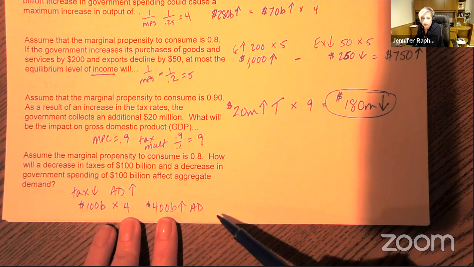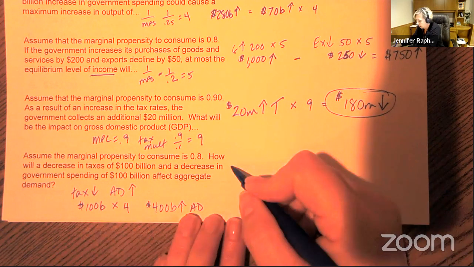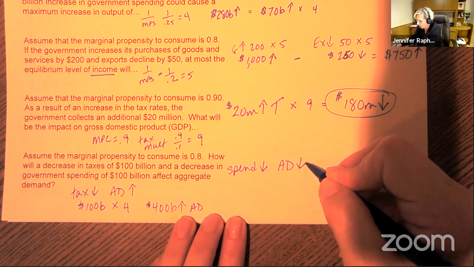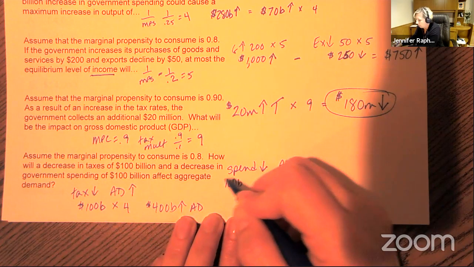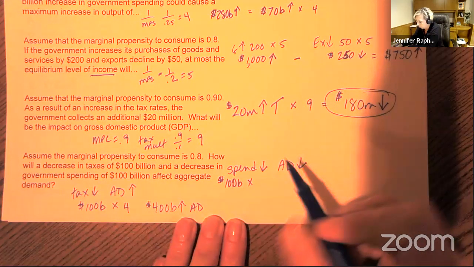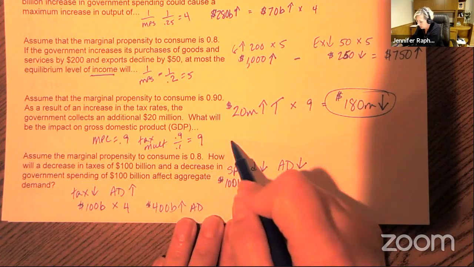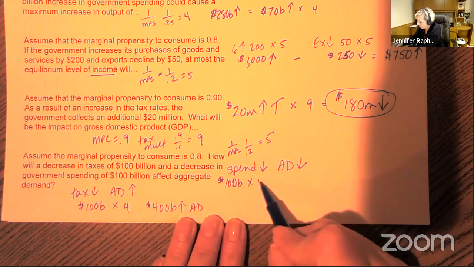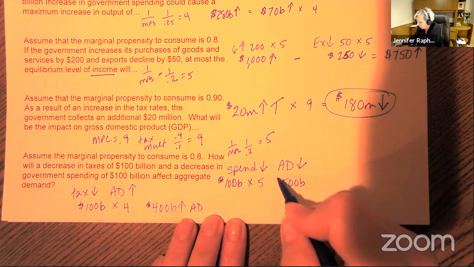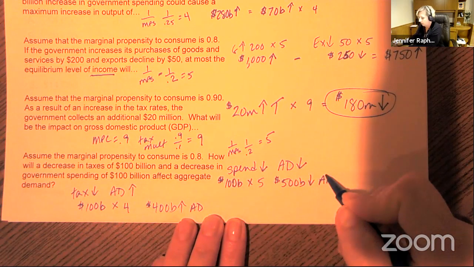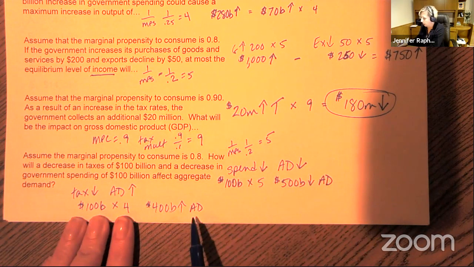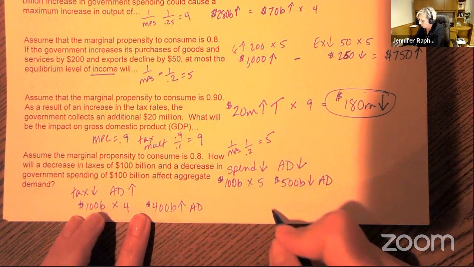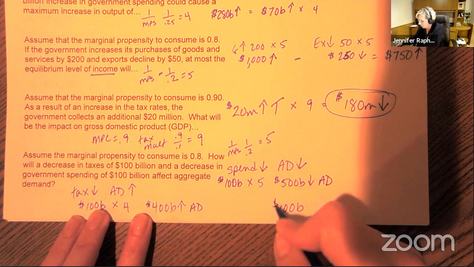So let's see where we're going to end up. So if spending is going to decrease, then aggregate demand is going to decrease. We have a $100 billion decrease, but now we're multiplying it times 1 over MPS, which would be 1 over 0.2, which would be 5. So we're going to have a $500 billion decrease in aggregate demand. So the net effect, right? It's going up by 400 billion, but it's going down by 500 billion. So the net effect is a $100 billion decrease in aggregate demand.